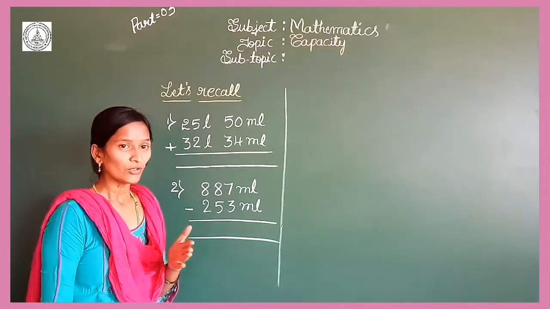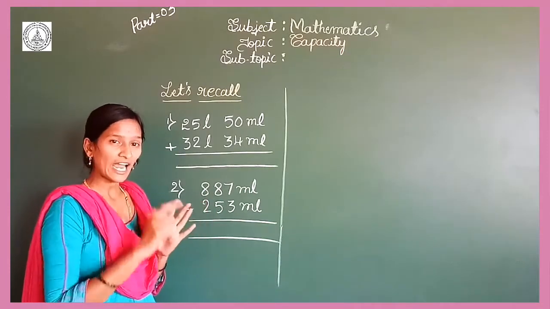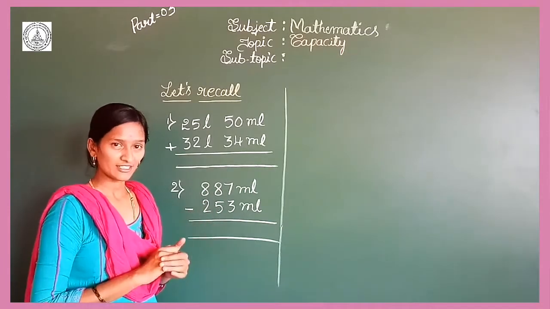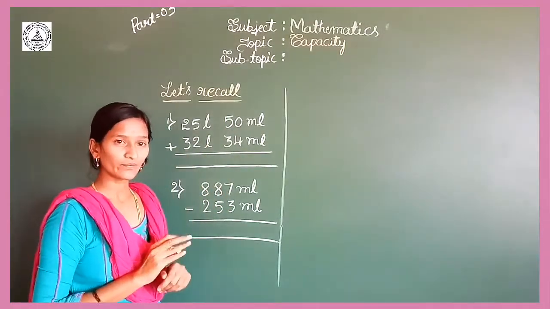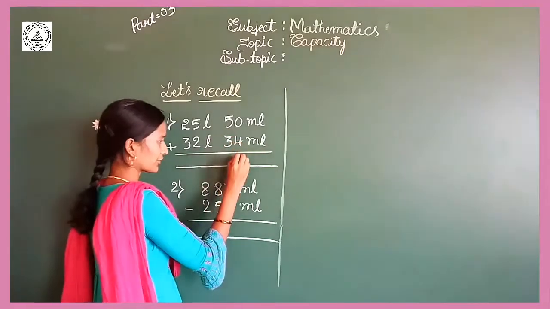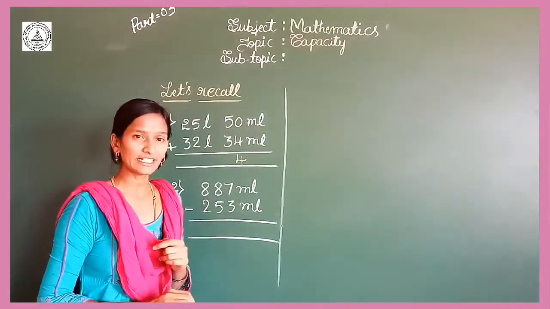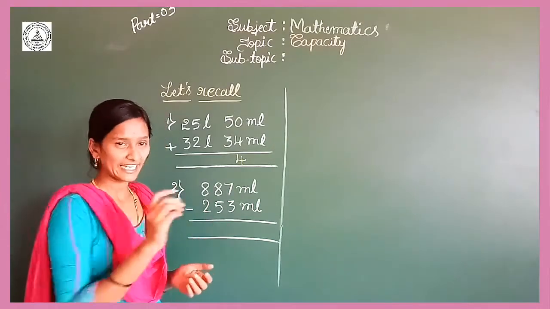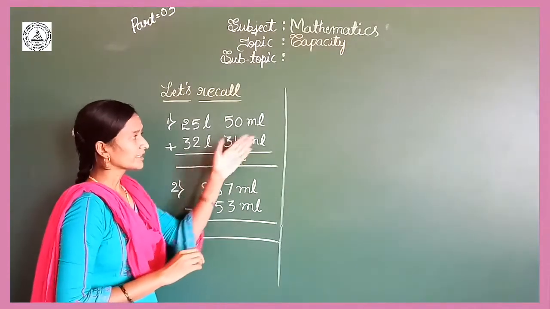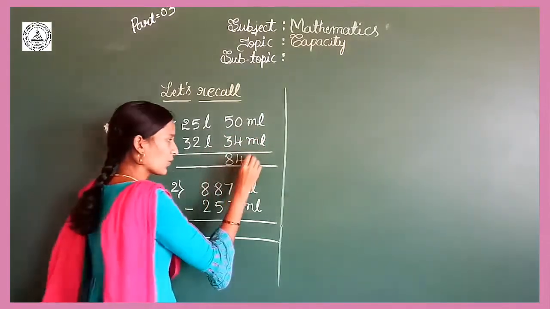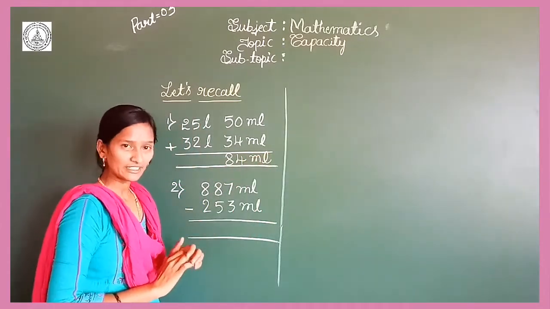So already you know which part are you adding first? Yes, you always add milliliter part at first, right? See here, 0 plus 4. What is 0 plus 4? It is 4. So write down here 4. The next, 5 plus 3. What is 5 plus 3? 5 plus 3 is 8. Okay. So now here is milliliter, right? So after adding milliliter part, write down milliliter.